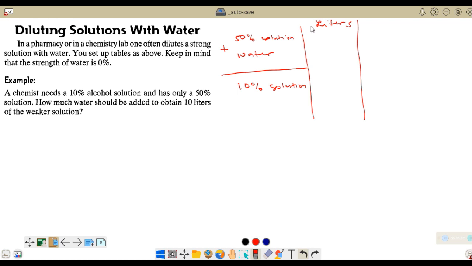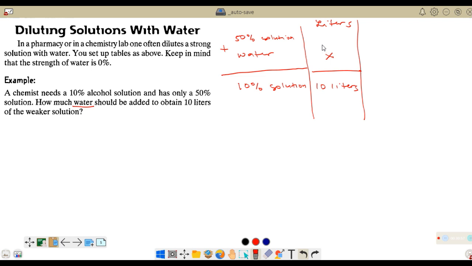So, ilan yung volume na kailangan mo for the liters? Hindi natin alam. Ilan yung volume na kailangan mo for the water? Hindi natin alam. Ang tanong, how much water? So, let's use the variable x for the amount of water that we need. And of course, overall, dapat meron ka daw 10 liters ng 10% solution.